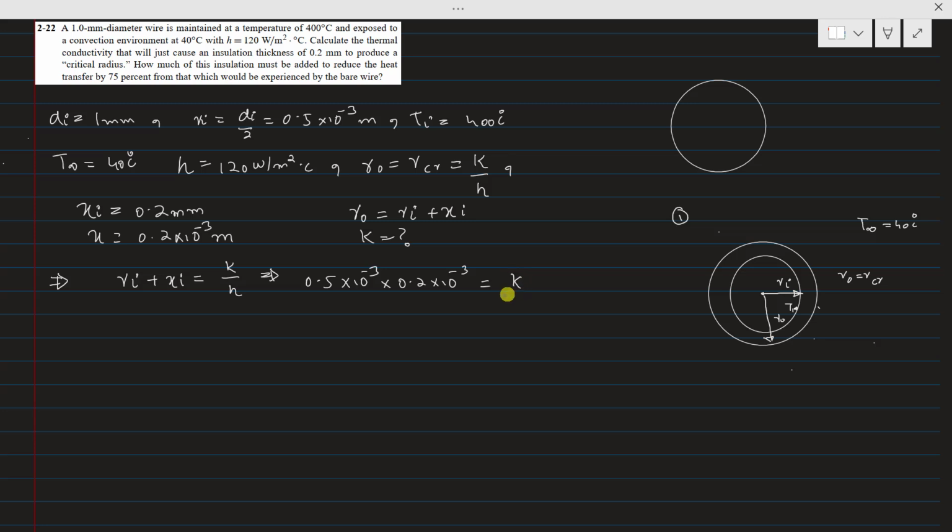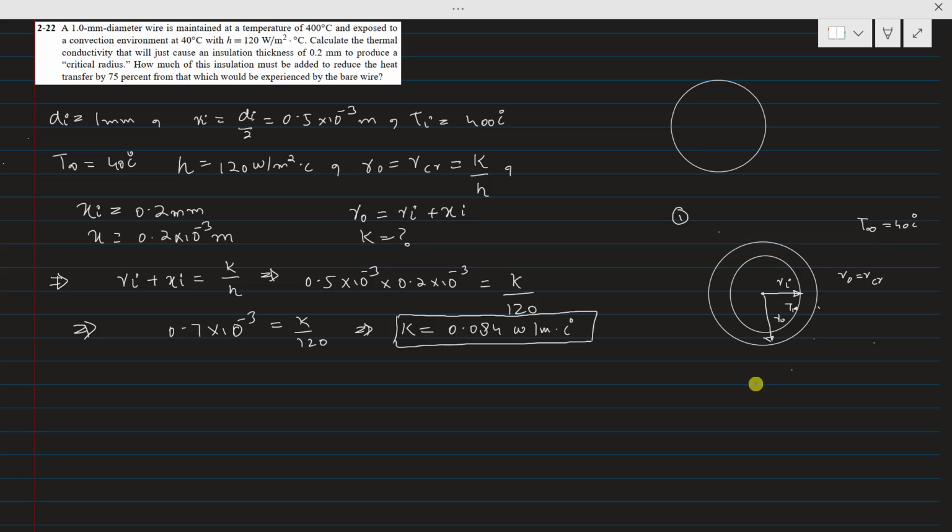So that is K divided by H, where H is 120. So we will get 0.7 multiplied by 10 to the power minus 3 equals K divided by 120. Multiply this 120 with this value and you will get K, the thermal conductivity of the insulation. The value is 0.084 watt per meter centigrade. It is the thermal conductivity of the insulation that is provided over the wire.